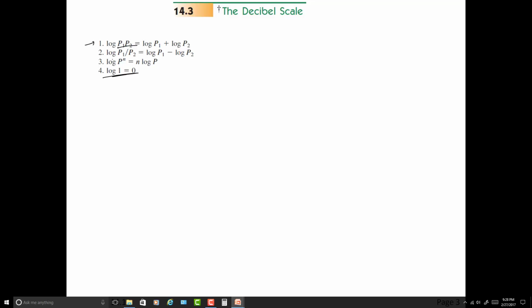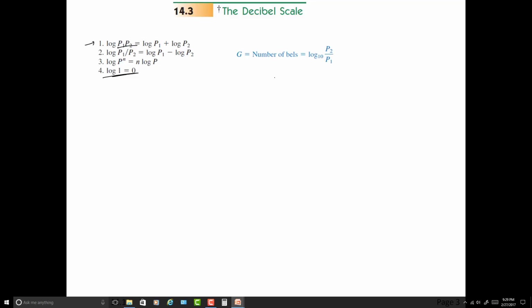Okay? And this log is referring, by the way, to a base 10 scale, although it's not said here. When it's written as log as opposed to ln, and there's no specified subscript like a base 2 or some other base, it is assumed to be 10. Okay?